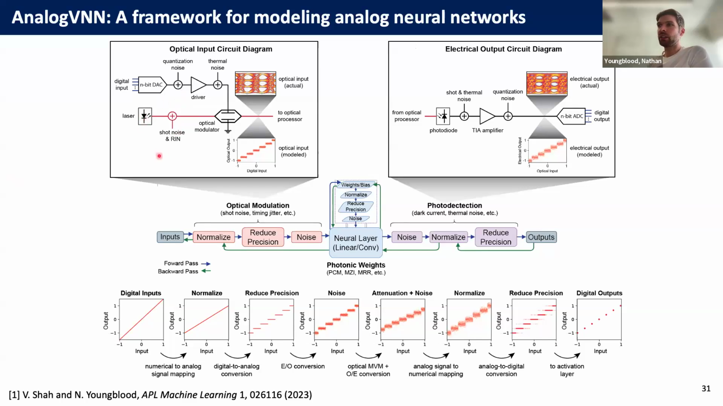So for example, you've got a laser that has a certain amount of relative intensity noise and shot noise. You've got an optical modulator, which would have some jitter, thermal noise from the driver, and quantization noise from the digital-to-analog converter, and vice versa on the output. And then you've got your weights, which have reduced precision. They also have noise and normalization, because you can't have a transmission greater than 1, for example. So this framework allows you to just drop in layers and model all of this with PyTorch, and then you have access to the latest updates with PyTorch and optimizers and all that built into the framework.